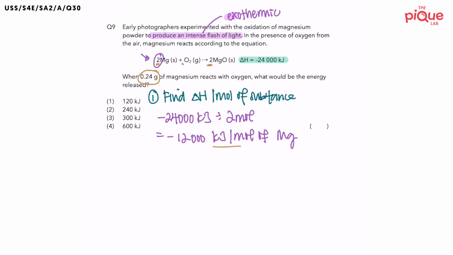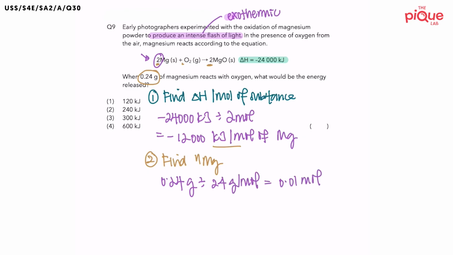Now that we have this value in kilojoules per mole, the next step we can do is to find the number of moles of magnesium based on the question. Since we are given mass, how do we go from mass to number of moles? We simply use the mass divided by the molar mass. And if you take a look at the periodic table, magnesium has a mass of 24 grams per mole. And this will give me 0.01 moles.